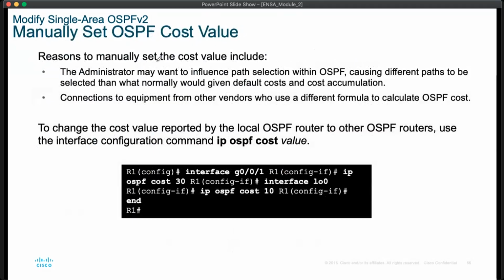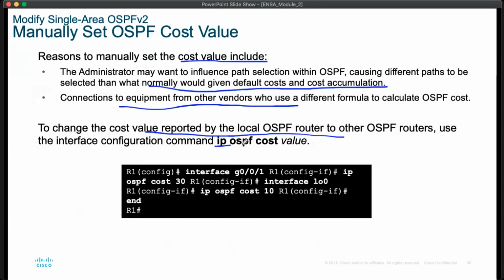Reasons to manually set the cost value include: the administrator may want to influence path selection within OSPF, causing different paths to be selected than what would normally be chosen given default cost and cost accumulation; and connection to equipment from other vendors who use a different formula to calculate OSPF cost. To change the cost value reported by the local OSPF router to other OSPF routers, use the interface configuration command ip ospf cost value, like this example.